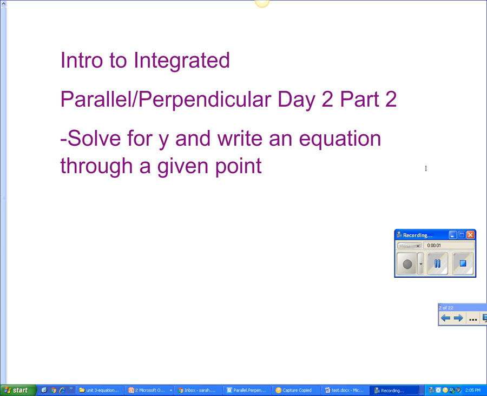Okay, today's lesson, we're still doing parallel and perpendicular. We're going to add one more step. All right, we're going to add one more step today.